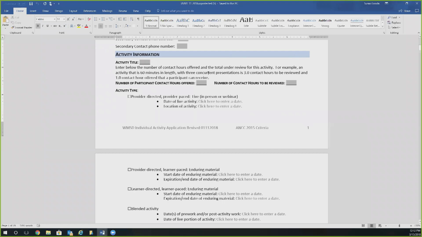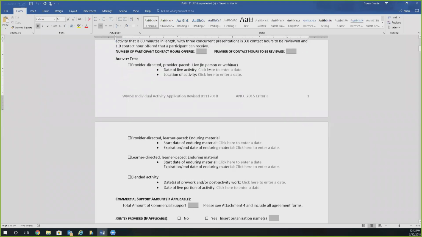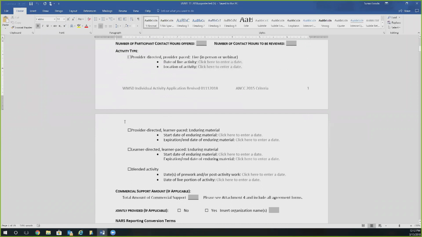Okay. Understood. Good. Awesome. So activity type, there's different activity types that can be offered. The first one is a provider-directed, provider-paced. This is either a live session or a webinar session that is offered on a particular day at a particular location. So fill in the blanks here. They're clickable, and you can add whatever you need to from that and just fill in the blanks.